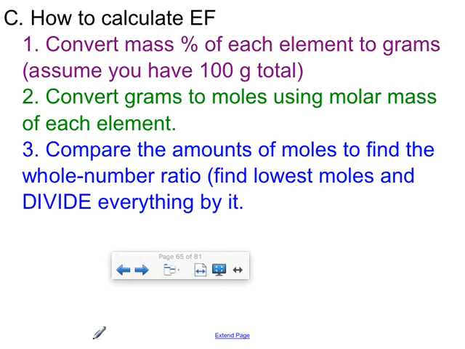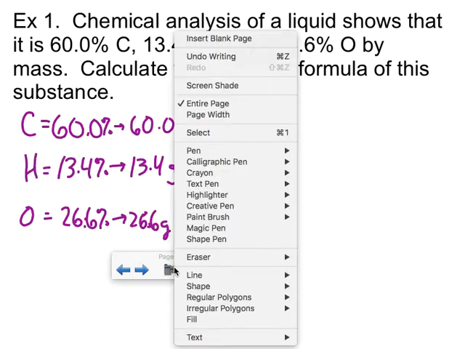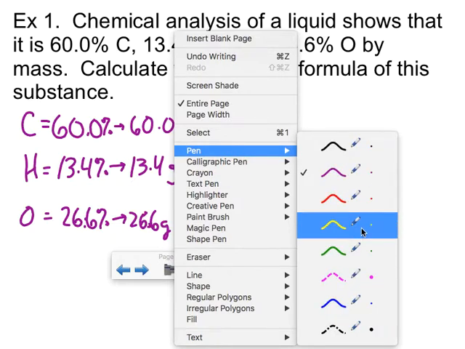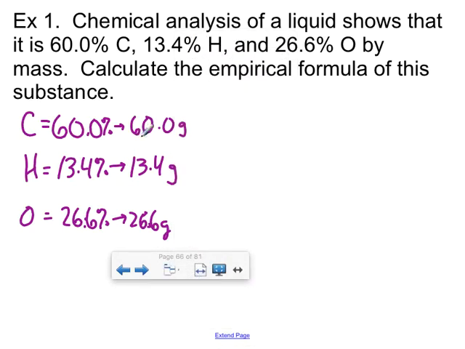Yay, we're 33% done. Moving on to step number 2, convert grams to moles by using molar mass of each element. So I'm going to change my color here to green. So I have 60.0 grams of carbon. So I'm going to take this number and divide by the molar mass of carbon. And I get the molar mass of carbon by looking at the periodic table. It's the pink number on my giant periodic table, and it's 12.01.